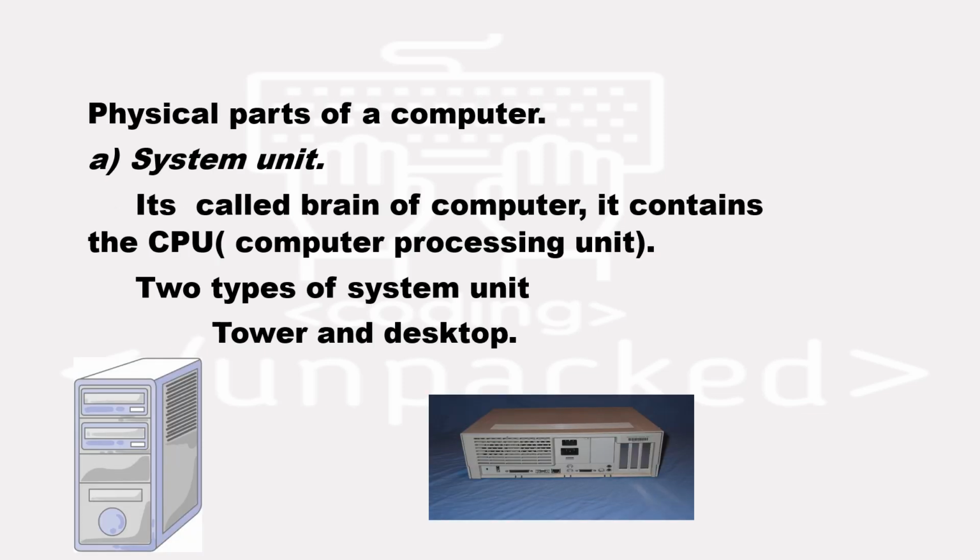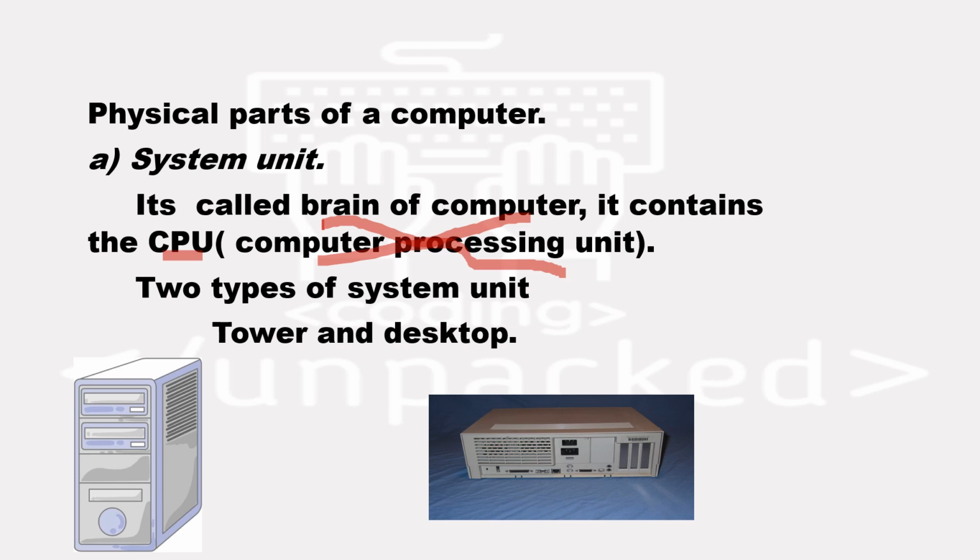So physical parts of a computer: there's a system unit. It is called the brain of a computer because it helps in the processing, and it houses the CPU, which is the central processing unit, right? There are two types of system unit. There's the tower and there's the desktop.